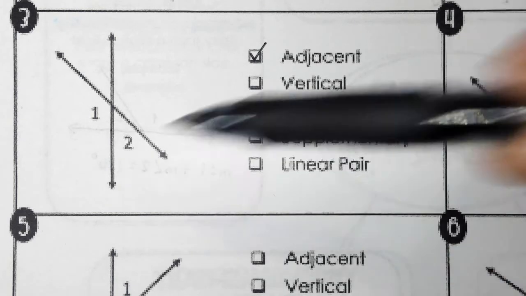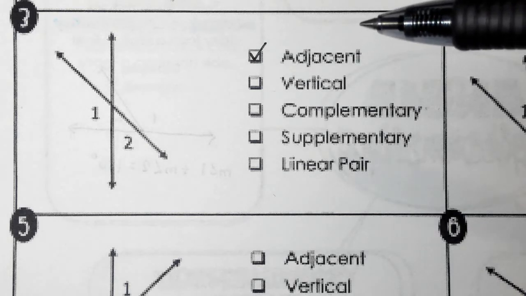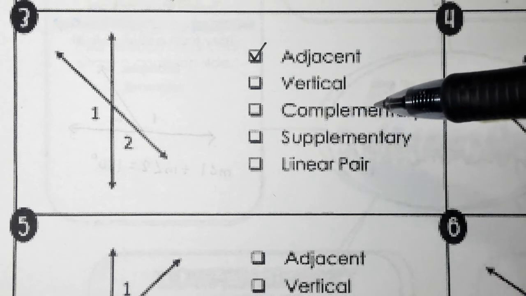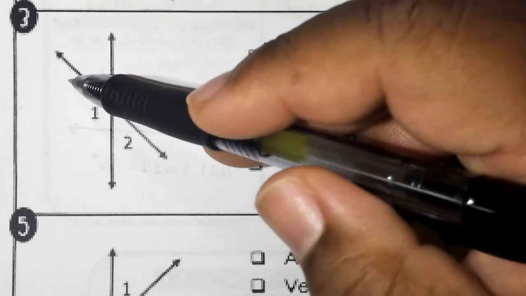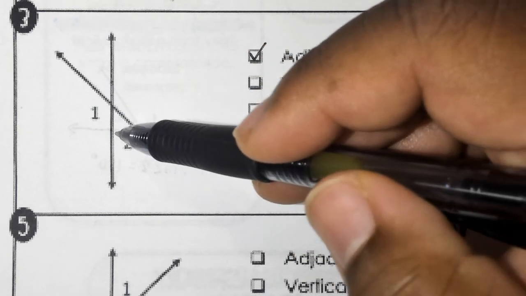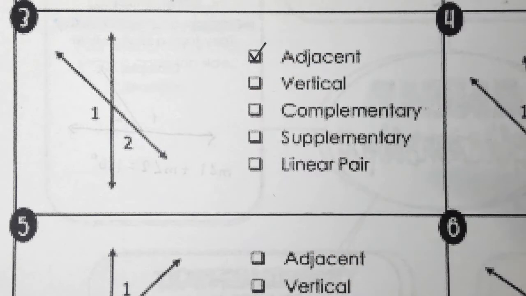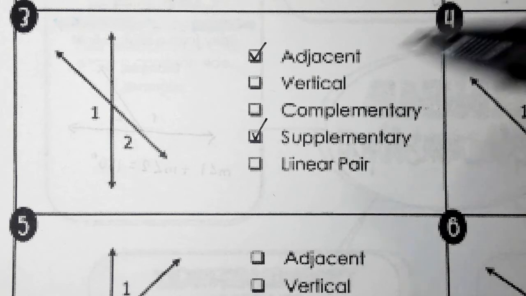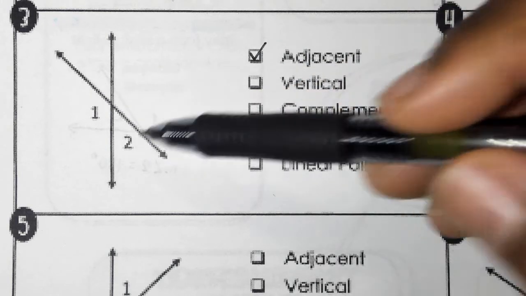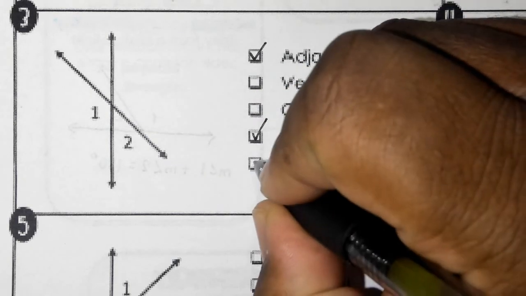And they don't give us any measures, so we can't assume what they are. Supplementary: on this one, you can check this because you see they form a line here, so they have to add up to 180. So 1 and 2 are supplementary. And then we talked about it. If they're supplementary and they form a line, then yes, they are going to be a linear pair as well.